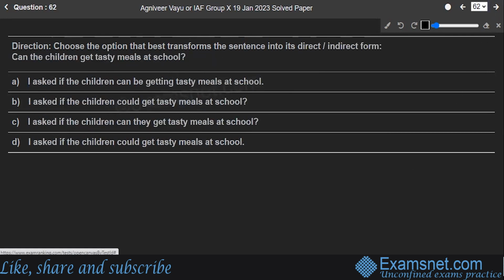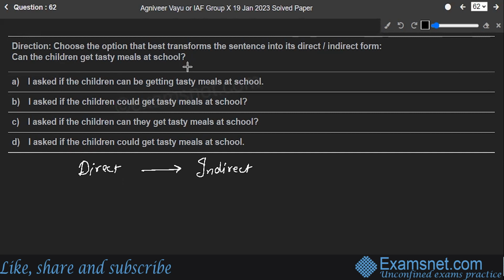Hope you understood this. Next is question number 62. So you have to choose the option that best transforms the sentence into indirect speech. Can the children get tasty meals at school? So out of these options, let's check which is the correct one. Can the children get tasty meals at school? See, there are certain rules for changing from direct to indirect speech. And what is that? First of all, inverted commas. I don't have any inverted commas.